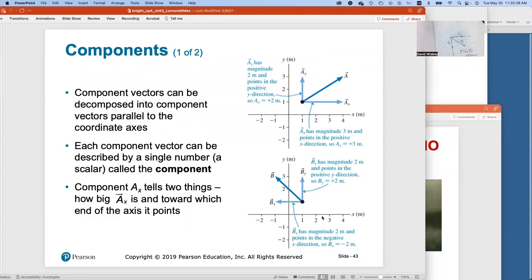All right, so we can have lots of different configurations, but you can always decompose your vector into X and Y components, no matter what's happening. Each component can be described by a single number, a scalar called the component of the vector, and component AX tells you two things: how big AX is and toward which end of the axis it points. So a negative or positive sign gives you the direction, and then AX just tells you the magnitude.